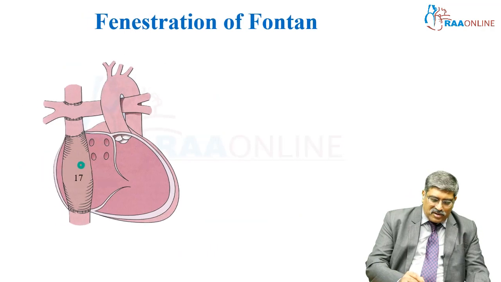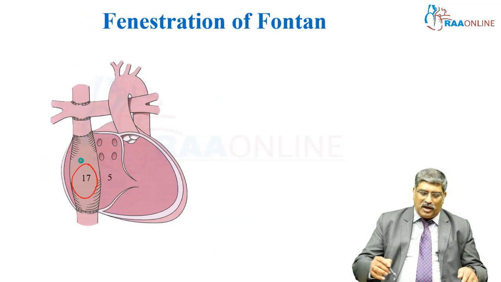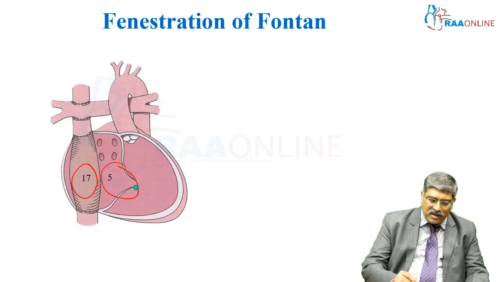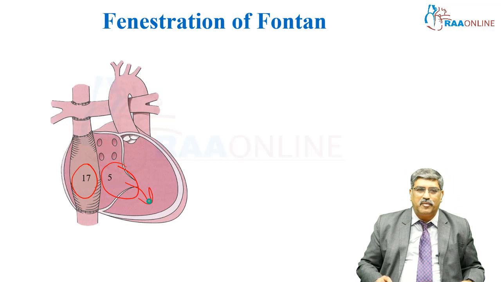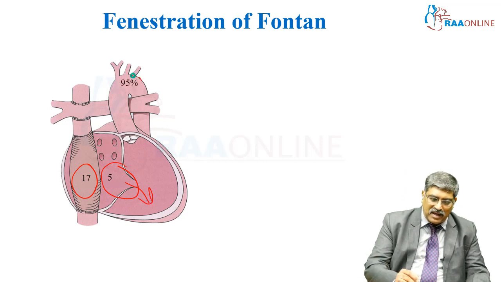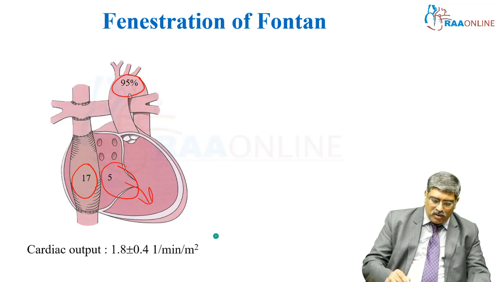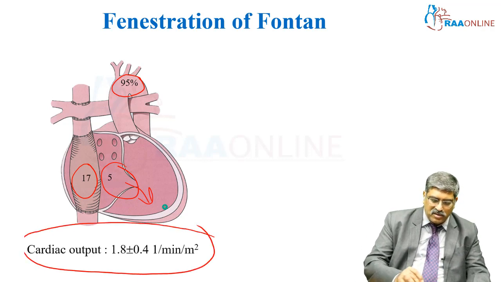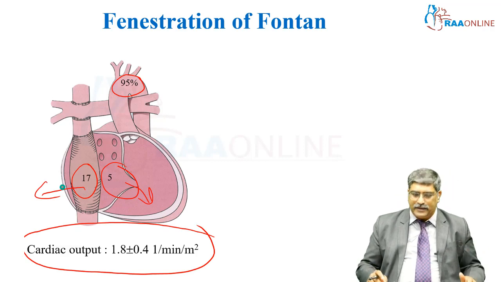Here, the Fontan circuit pressure is around 17 mm of mercury, and your LA, or indirectly the LV-EDP, is around 5 mm of mercury, and the saturation is around 95%. Now you have a low cardiac output because the filling pressure is high. The cardiac output is 1.8 liters.